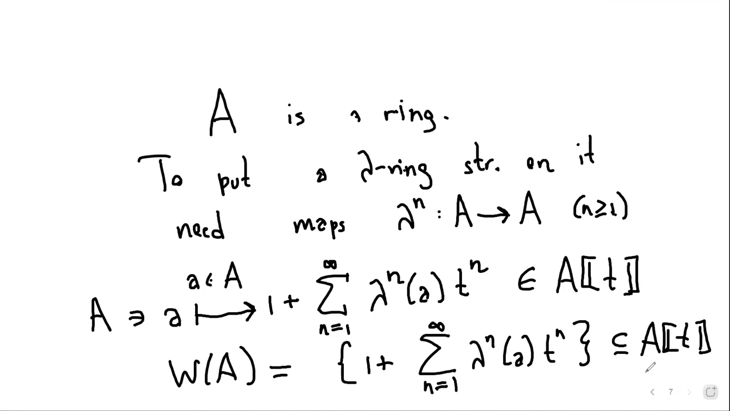Now here's the cool part. What does this have to do with zeta functions and such? One amazing thing is that there's a way to turn any lambda ring into another lambda ring. And I think it comes from something like this fact: there's this map from lambda to itself that's a ring homomorphism, a ring automorphism.